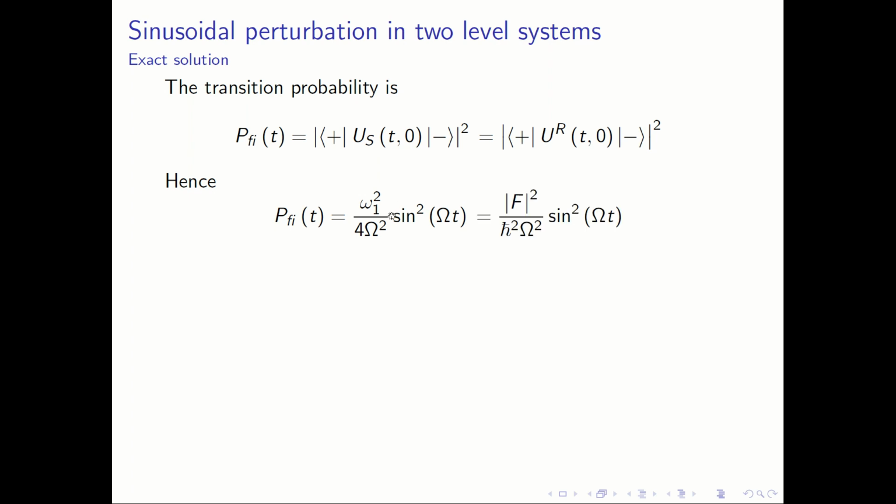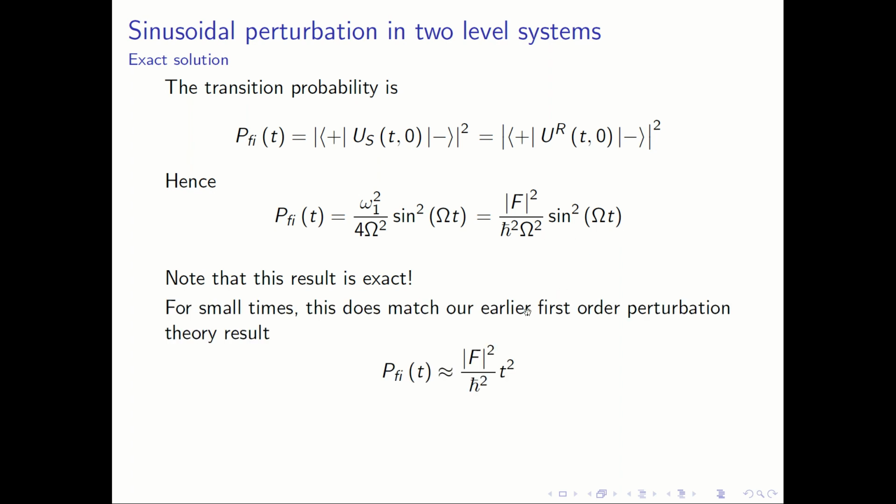Of course, you can rewrite the omega 1 in terms of the original matrix element capital F, and now this form also tells you one thing. For small times, sine of omega t can be replaced by omega t, and then this simply gives you the result that we had before. Although this result for P_FI(t) is an exact result, for small times it gives you P_FI(t) approximately |F| squared by h cross squared t squared, which is the quadratic growth of the probability that we talked about earlier.